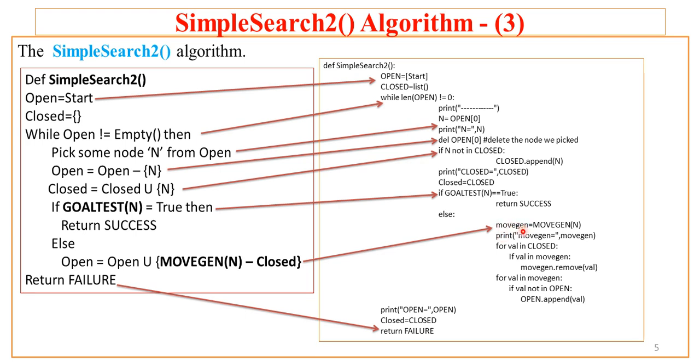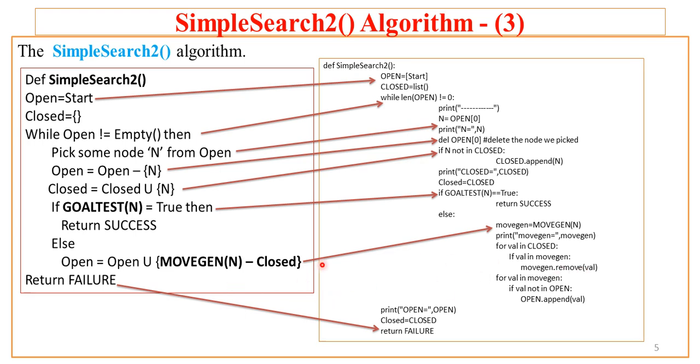This is the list variable that is printed here. After that, for val in the closed, if that val is in the moveGen, then you have to remove that val from the moveGen. This operation, moveGen minus closed, is achieved with this for-if and this remove function of Python.